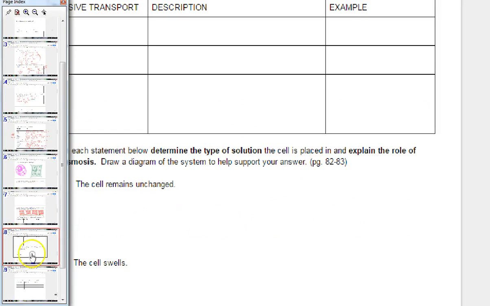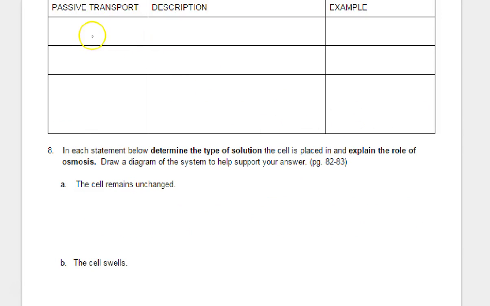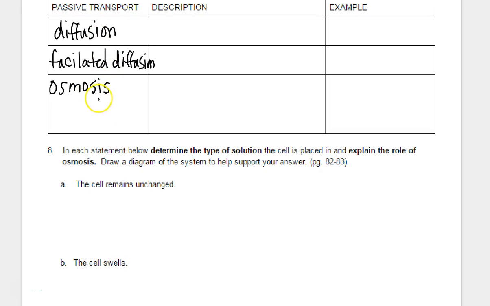All right, next one. Talking about passive transport, there's three types. We talked about diffusion in class, and we talked about facilitated diffusion. And then we have osmosis. So these are our three types of passive transport, and they require no energy.